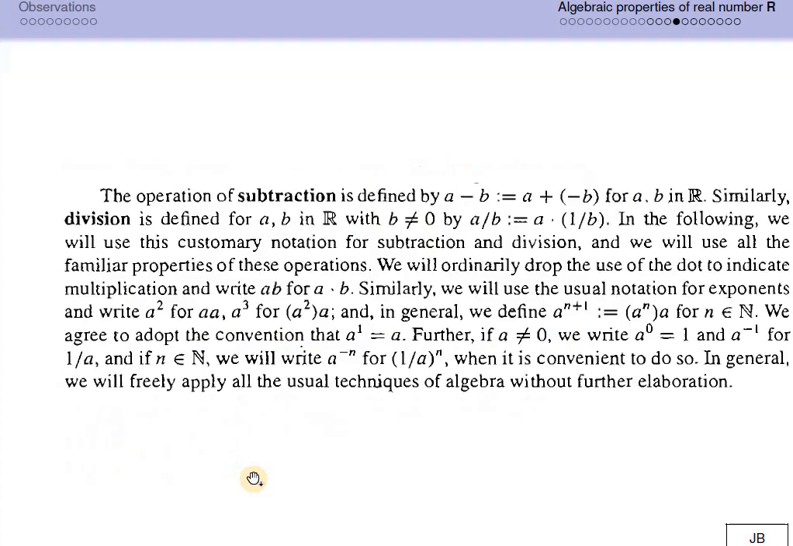Okay. So next, let's say we define subtraction as addition. I mean, subtraction is a minus b, which is basically the sum of a and minus b. Similarly, a divided by b is what? a into the inverse of b.